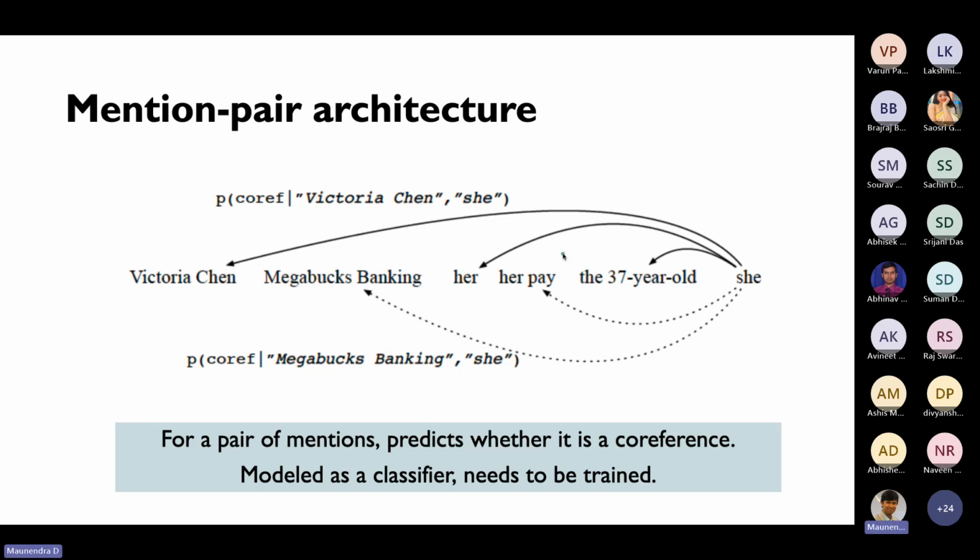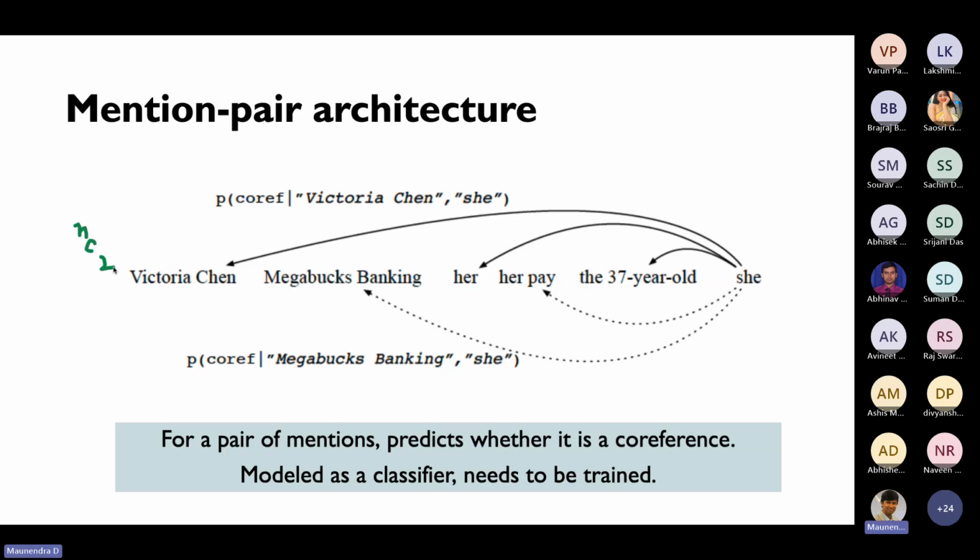And finally, the mention pair architecture, the way it works is from here, it looks at all pairs. So if there are n candidate mentions, we'll get NC2 pairs.